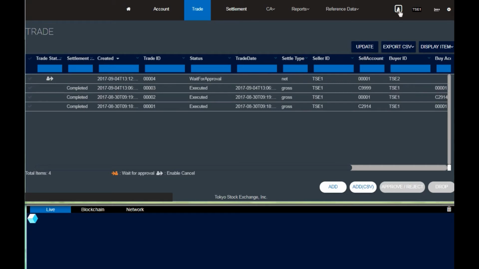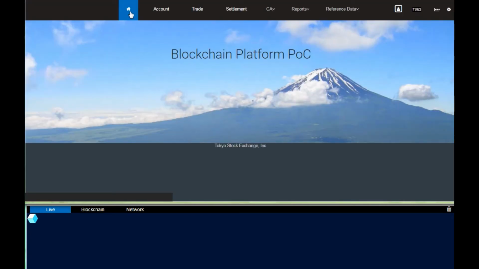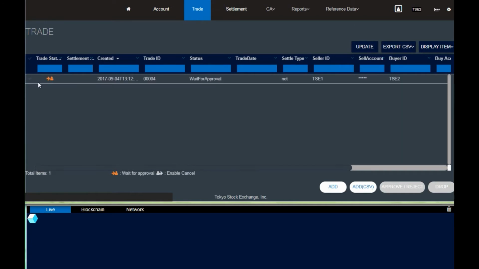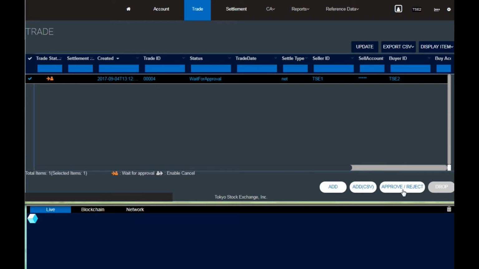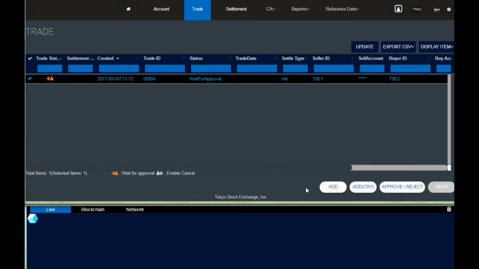Let's see TSE1's counterparty, TSE2. First, I log in as TSE2 in the client application. Let's see if the transaction entered by TSE1 has arrived at TSE2. Transactions involving TSE2 are displayed on this screen. Here, I can see that there is one order waiting for approval. If I can agree on the issue, selling, price, quantity, I will choose a specific account as opponent and approve. When registration is completed, I will see a message: a new block is created.